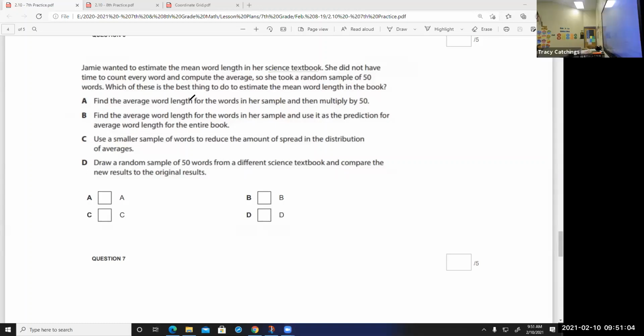So she got this science book. She doesn't have time to count every page, so she chose 50 words. How can we figure out the mean word length of this book? All right, A says find the average and multiply it by 50. B says find the average and use it as a prediction for the entire book. C says use a smaller sample to reduce the amount of spread and distribution of the averages. D says draw a random sample of 50 words from a different science textbook and compare.